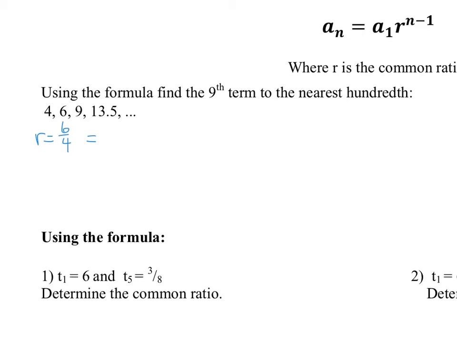And 6 over 4 is 3 over 2. I just like it in simplest form. It doesn't really matter if you do it or if you don't. And then you plug everything you know in. So we know a sub 1 is 4.